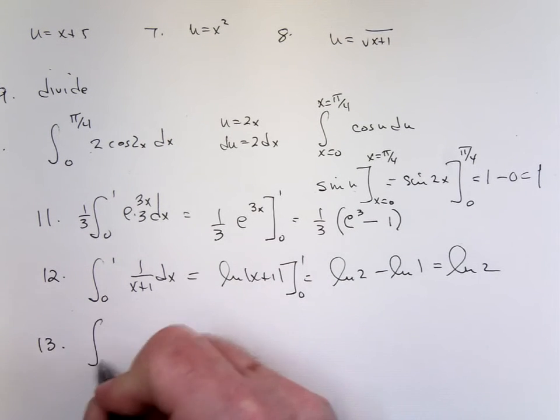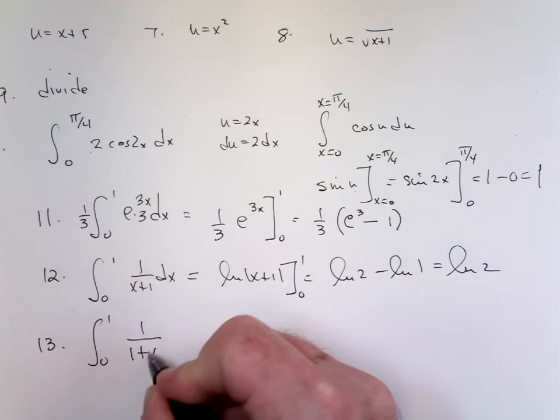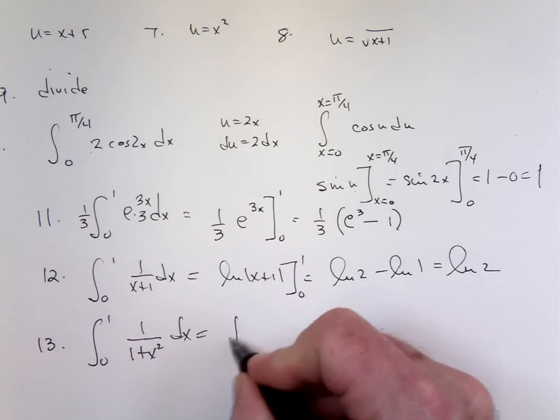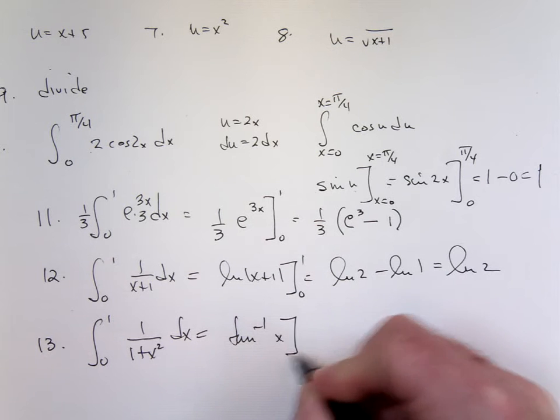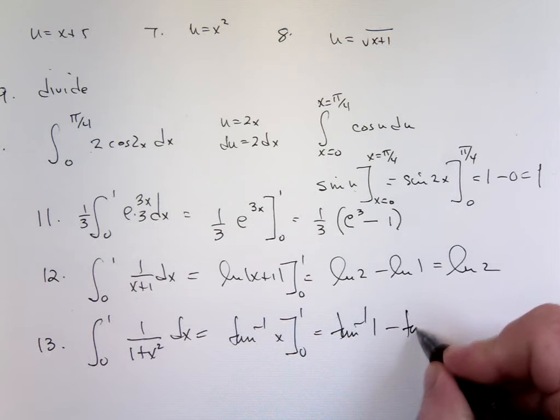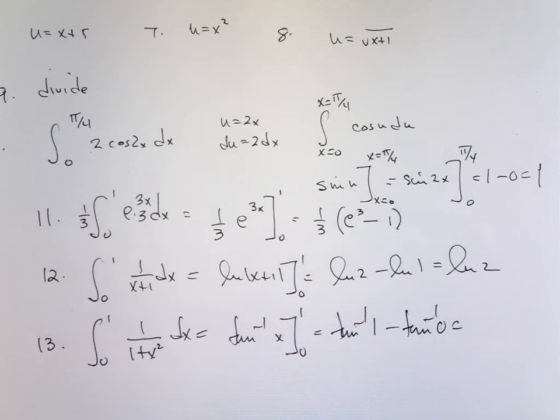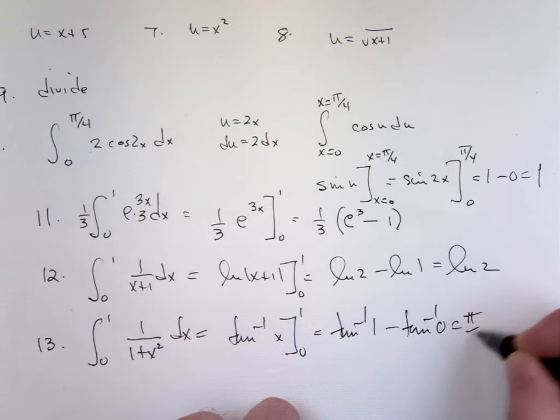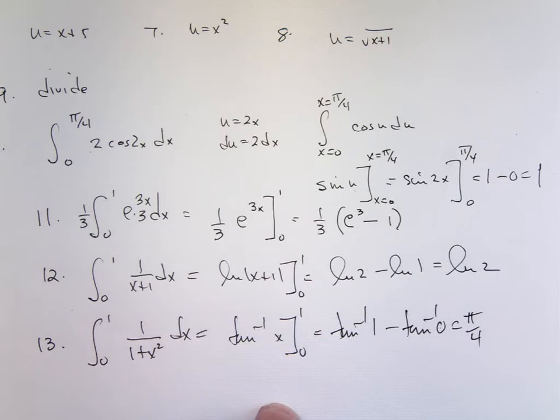Integral 0 to 1, 1 over 1 plus x squared. This is inverse tangent. The inverse tangent of 1 minus the inverse tangent of 0. Inverse tangent of 1 is the angle whose tangent is 1. That's 45 degrees, pi over 4 radians. The angle whose tangent is 0 is 0. Pi over 4 is the answer.